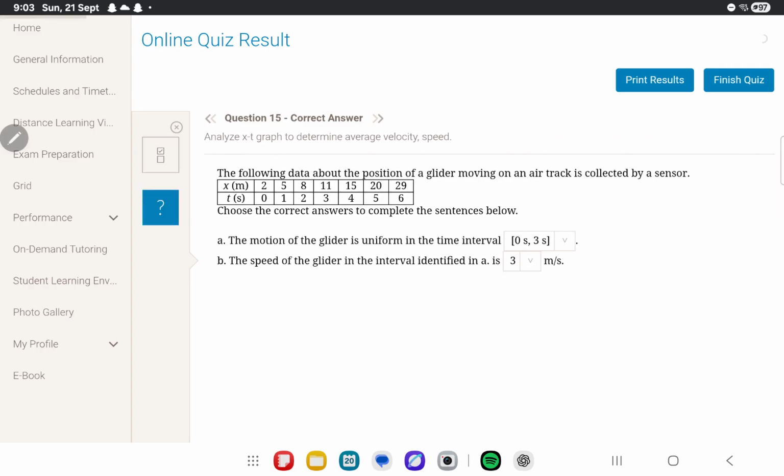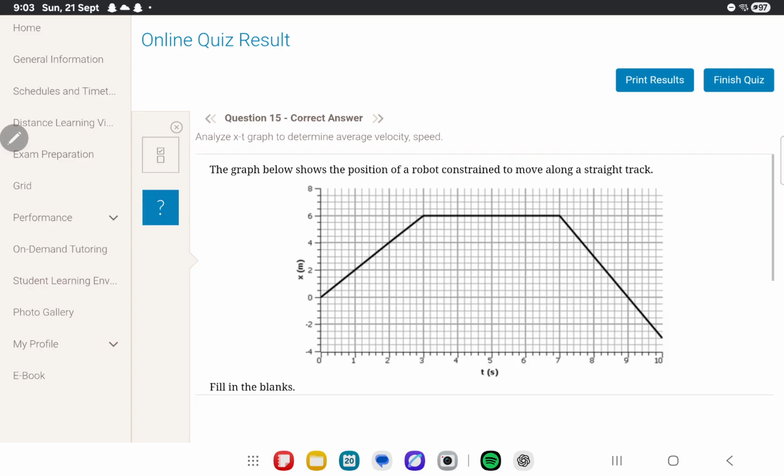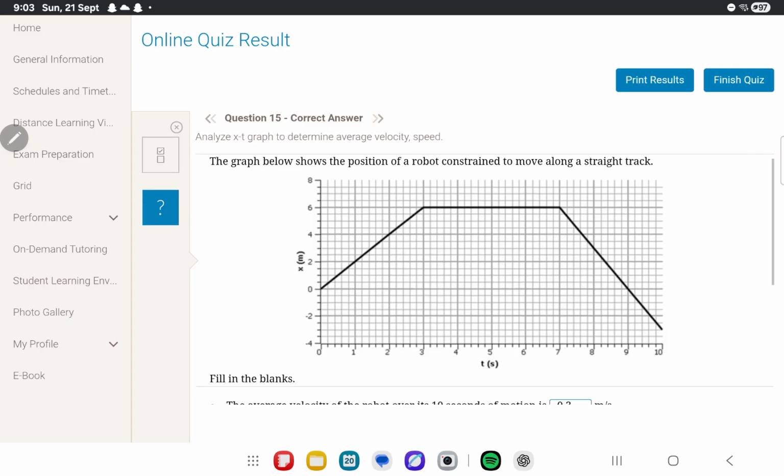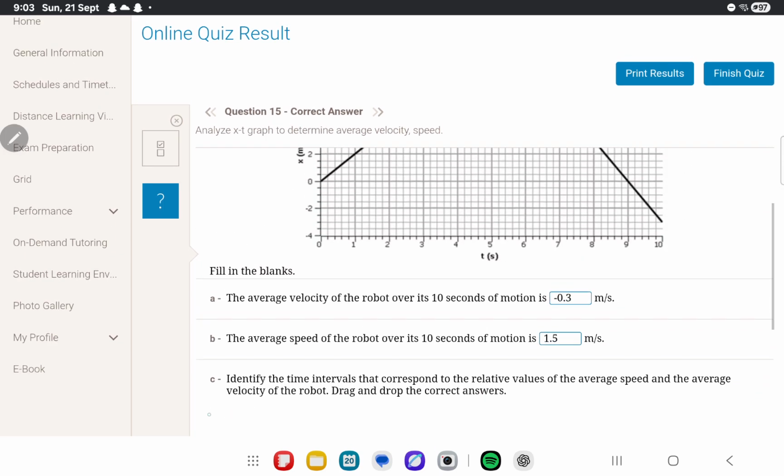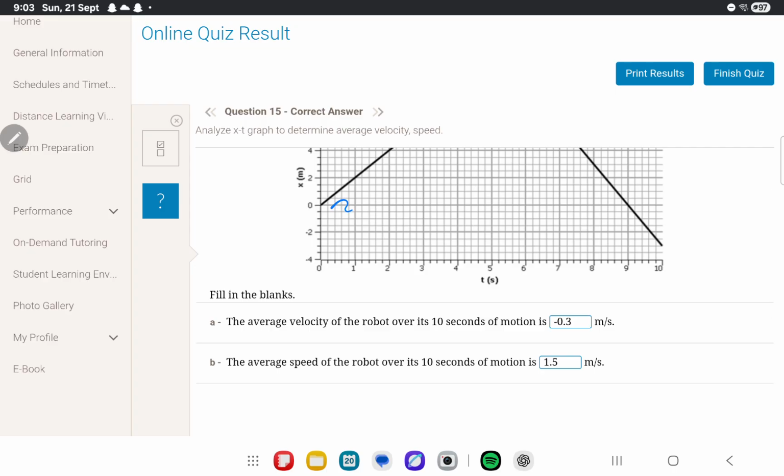Question 15. Okay, the graph below shows the position of a robot. The average velocity of the robot over 10 seconds of motion is, okay, now the average velocity is the displacement over the time. So the time is going to be 10, right? And the displacement, as you can see here, where did we stop? So keep on tracing this line. It stopped here.